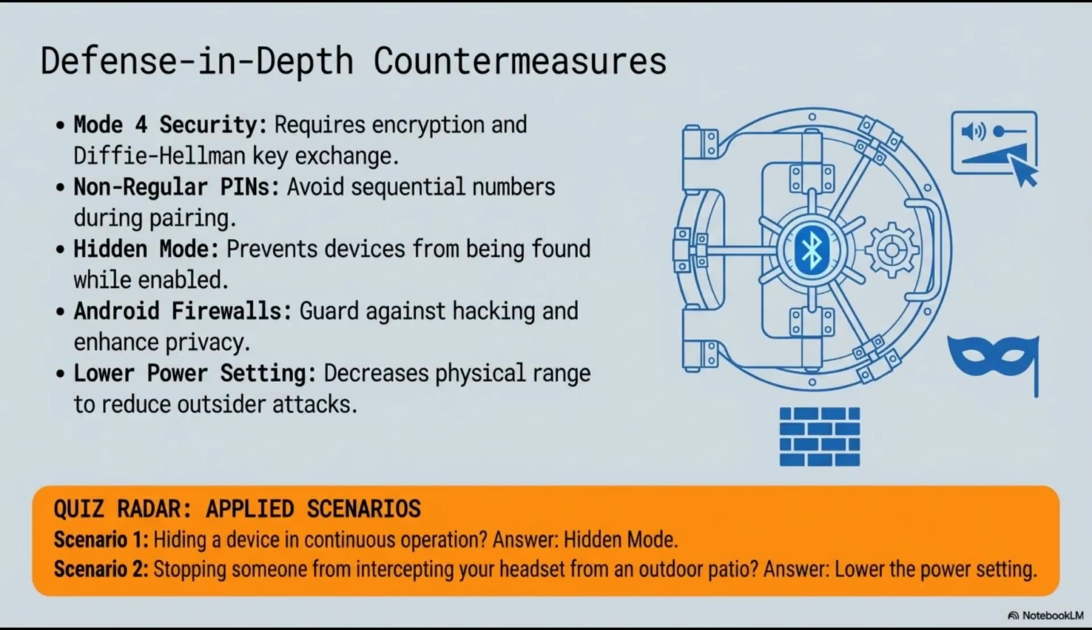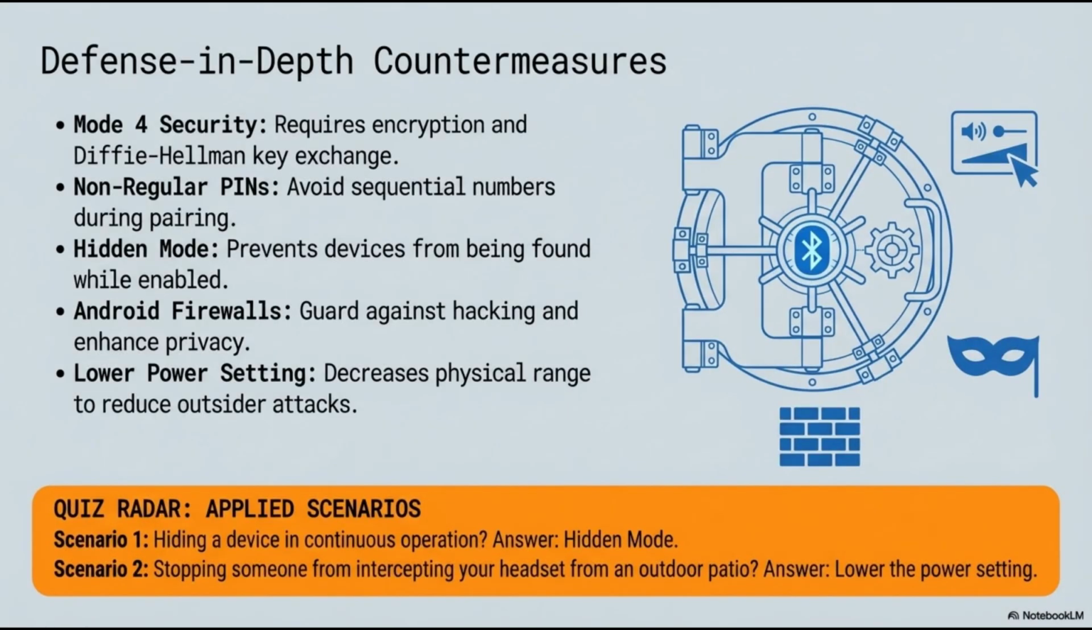That is a brilliant analogy, mixing paint in a crowded room. And the exam also tests the physical countermeasures, right? Like lowering the power setting. Yes, applied scenarios directly from the quiz. Here is scenario 1. How do you hide a device that is in continuous operation? Answer is hidden mode. Nice and easy. Scenario 2. A user named Anne is on a patio with tourists and wants to stop someone from intercepting her headset. What is the most effective defense? Answer: Lower the power setting on the smartphone and headset to reduce the possibility of an outsider attack. Evaluate that concept for your next prompt.